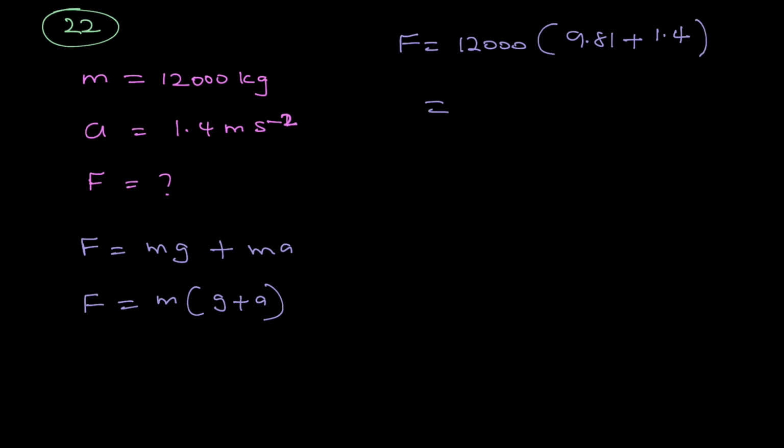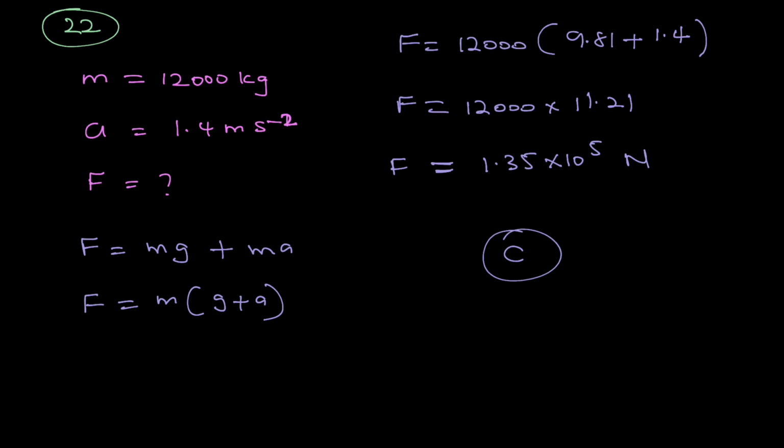So F will be m, which is 12,000, times the gravitational 9.81 plus the acceleration, which is 1.4 meters per second squared. If you multiply those two together, you should get 12,000 times 11.21, and that equals 1.35 times 10 to the power 5 newtons. So that is the force, 1.3 times 10 to the power 5 newtons. So the answer is C.